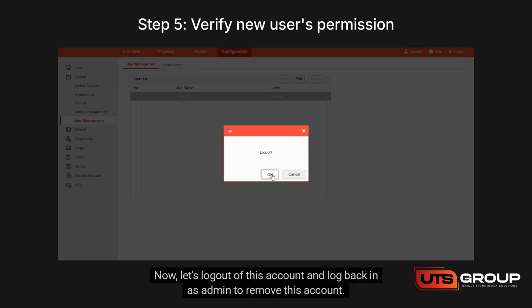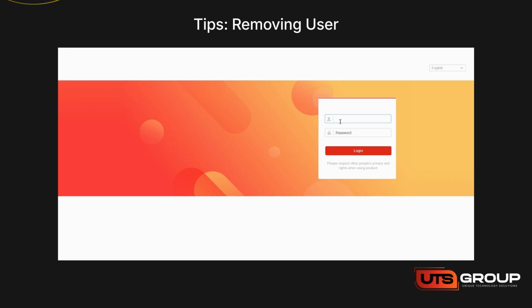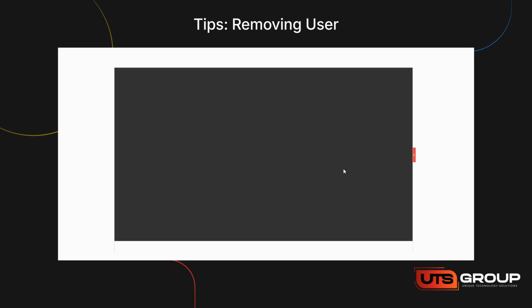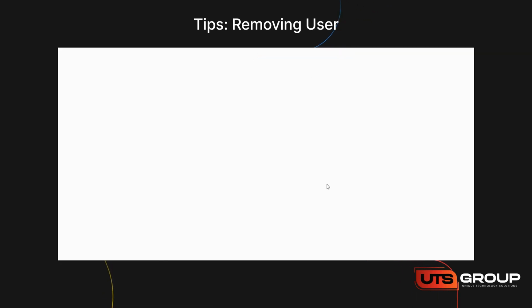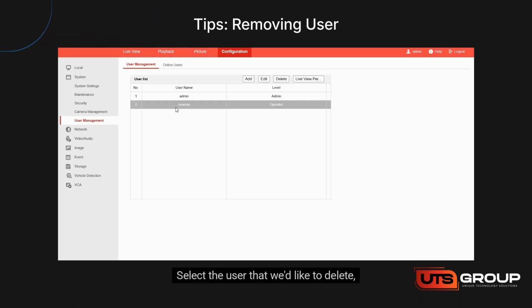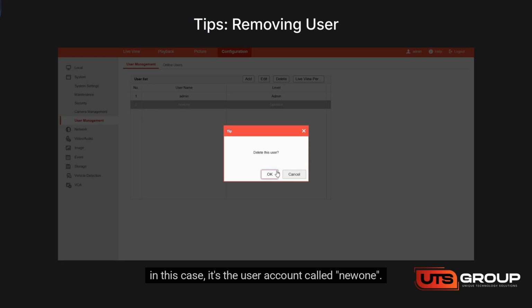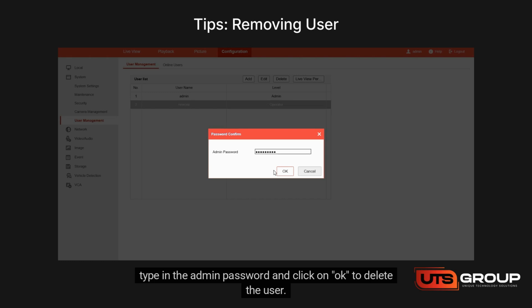Now, let's log out of this account and log back in as admin to remove this account. Once logged in as admin, go to Configuration, System, then User Management. Select the user that we'd like to delete. In this case, it's the user account called new one. Then click on Delete. You will then be prompted to put in the admin password. Type in the admin password and click on OK to delete the user.